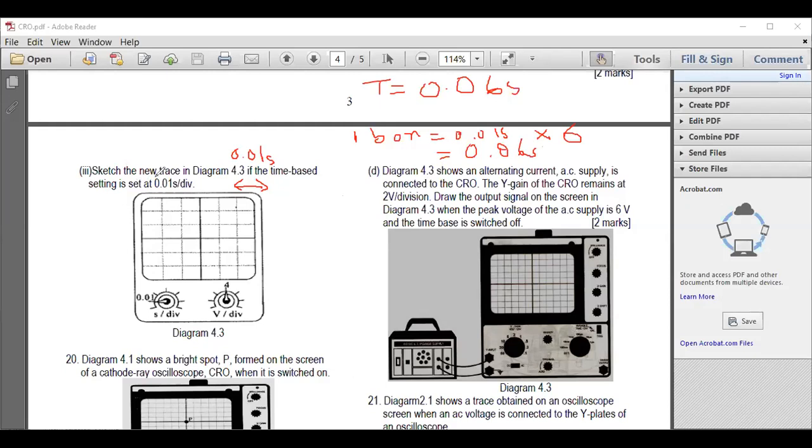But remember the amplitude doesn't change. So half a wave is 3 boxes, the other half is 3 boxes. So it looks wider. But at the end of the day, if you calculate the period, it is still 0.06. The period remains the same. We didn't change the period. It looks wider because one box is 0.01.